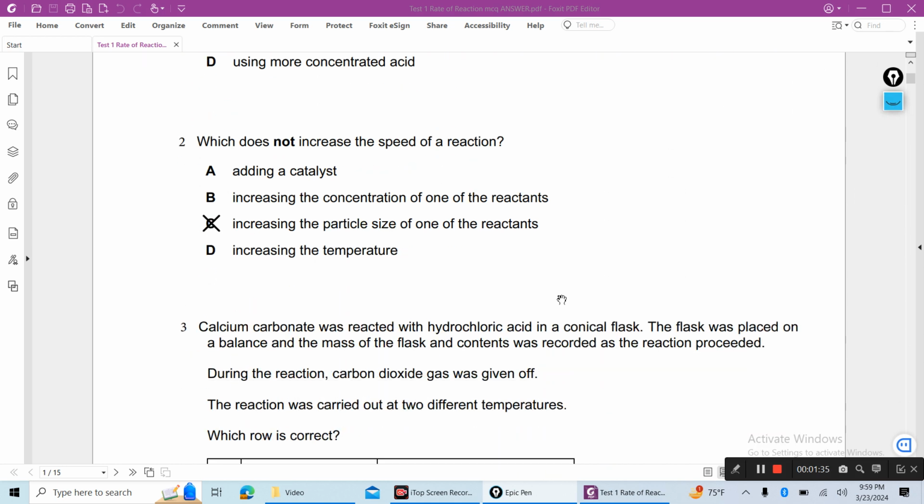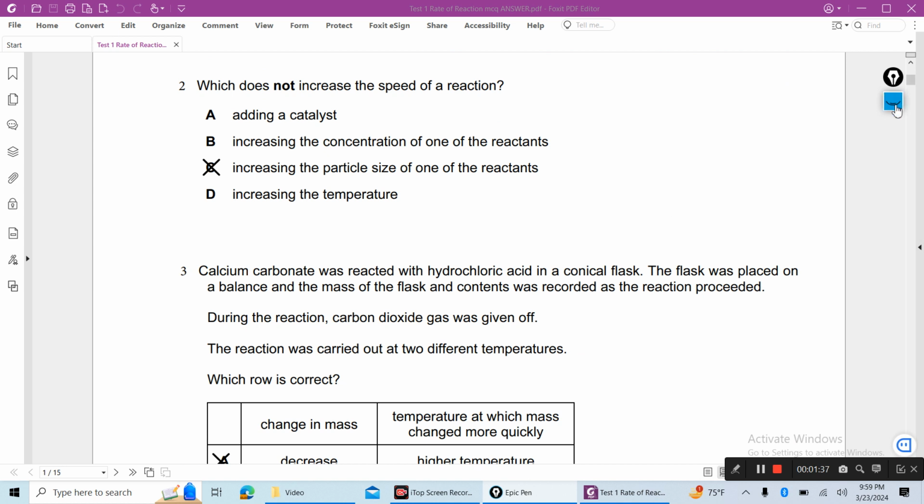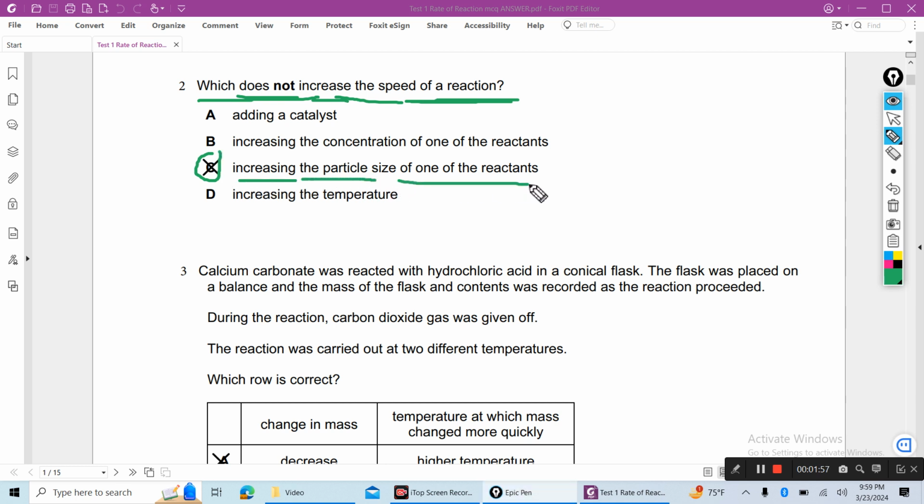Now number 2, which does not increase the speed of reaction? C. Increasing the particle size of one of the reactants. So if you increase the particle size of one of the reactants, then rate of reaction will not increase.